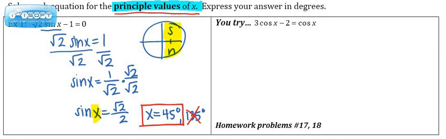So now what I'd like you to do is try the problem on the right by yourself, pause the video, work the problem, and unpause it to check your answer.